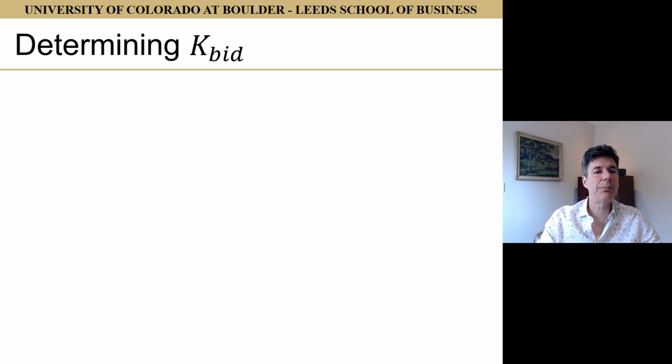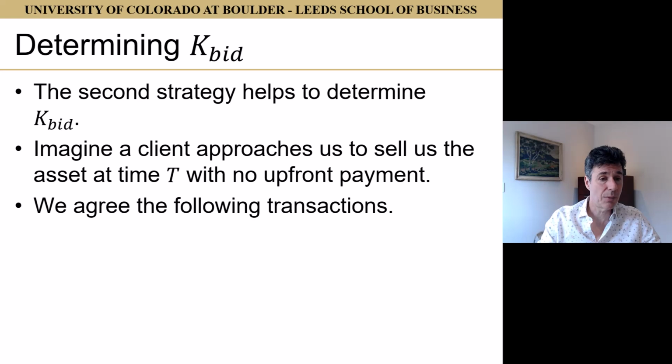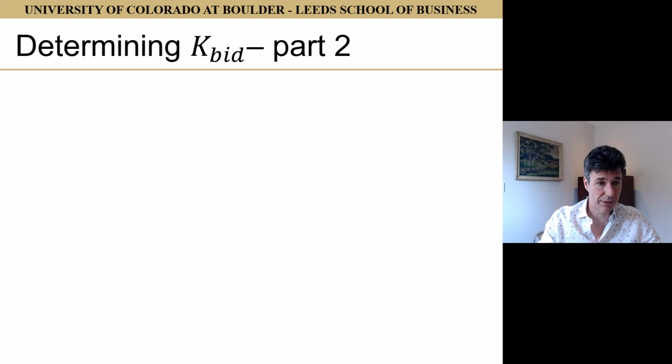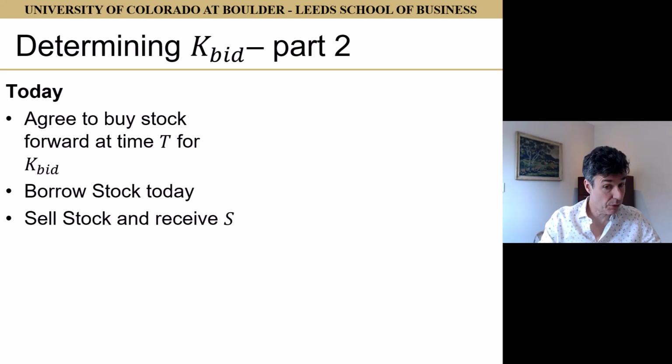All right, let's look at K bid. This is the price at which we're willing to buy the asset. So imagine a client approaches us to sell us the asset at time T with no upfront payment, and we're going to agree to the following transactions. We're agreeing to buy the stock forward at time T for K bid. We borrow the stock today. We sell the stock, receive S, and we invest S at the risk-free rate.